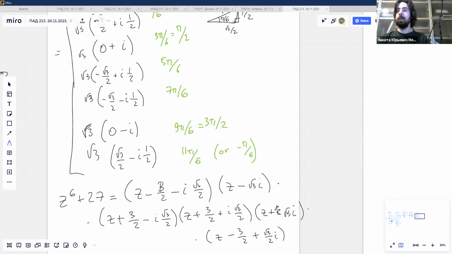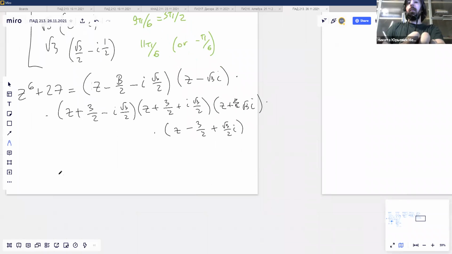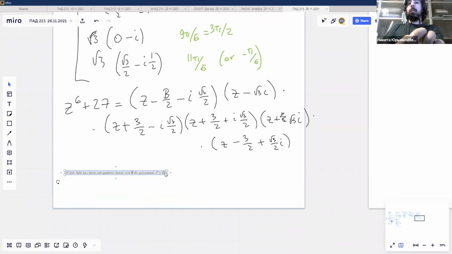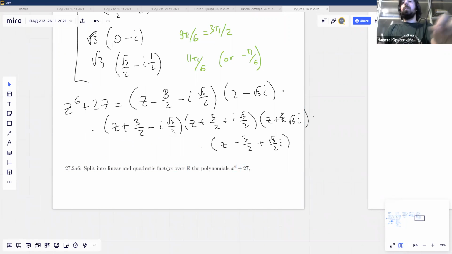Now let me enhance this problem by considering the next problem. Let me take the same polynomial and split it into factors without any i. Complex numbers for this problem are a tool, but not the goal. We have some polynomial with real coefficients. I want to split it into brackets which also have real coefficients.